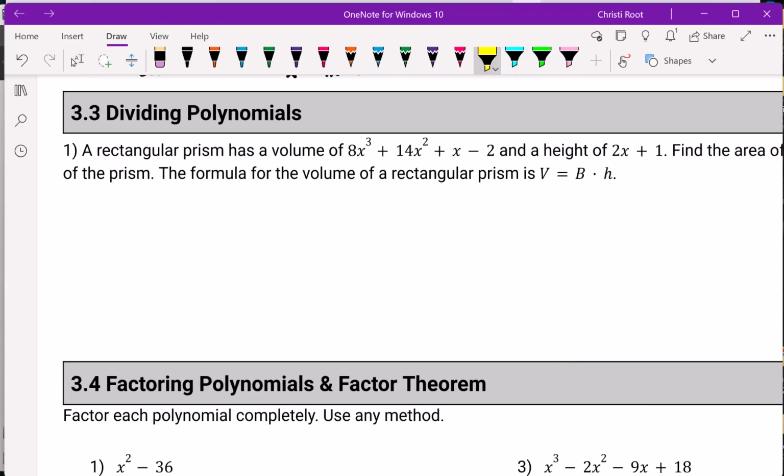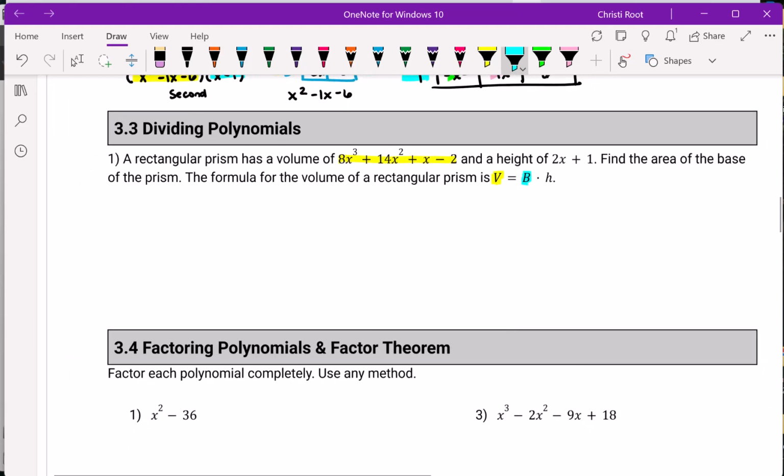So I just need you to take a second and realize that if this is the volume, then that's going to represent this V, okay? And then we're trying to find the area of the base. So it says find the area of the base right here. And then we are going to substitute this right here.